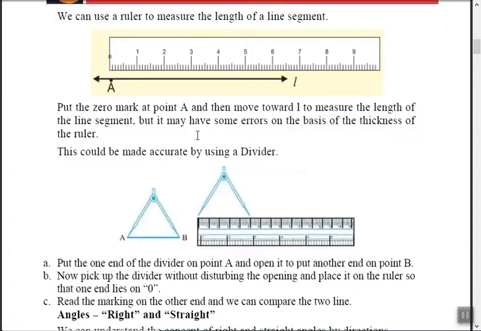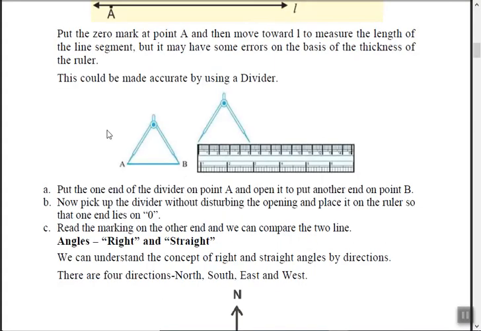Using a divider is also a similar method. Put one point of the divider on the starting point of this segment, the other point on the end point of this segment, and then check what the length is on the ruler. That is also one method. You put the two points of your divider on the two ends of the segment and then take the same divider and measure it on the ruler. That's it.